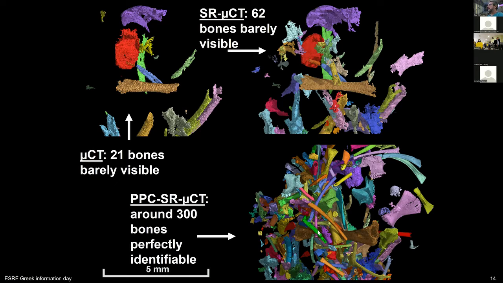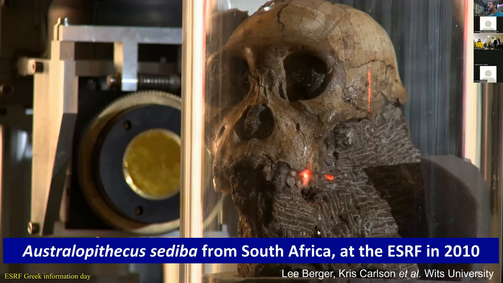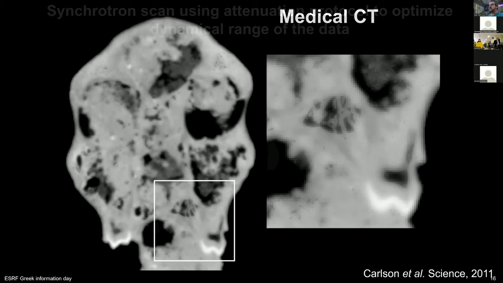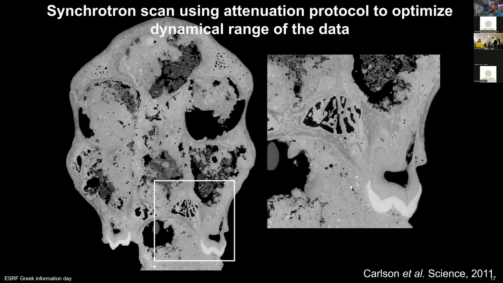Here you have a hominid skull from South Africa that is about 15 centimeters in diameter. It was imaged originally with a medical CT, so what you have there is the result of the medical CT. And what we managed to do in 2010, so it's already quite a long time ago, on ID17 at this time, using a specific scanning protocol for large objects. You can see that the increase in quality is quite visible. The resolution is much better.